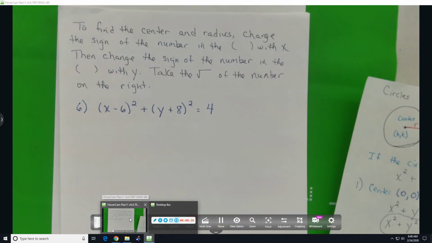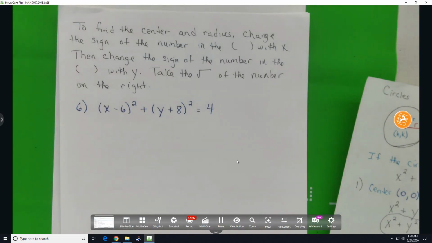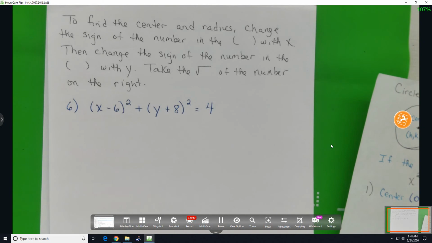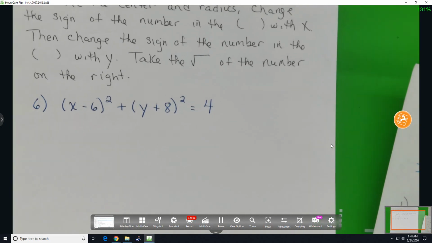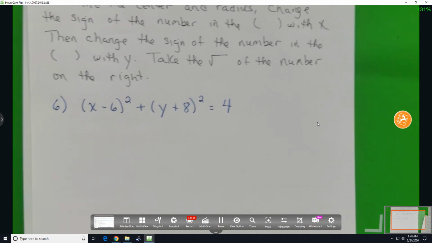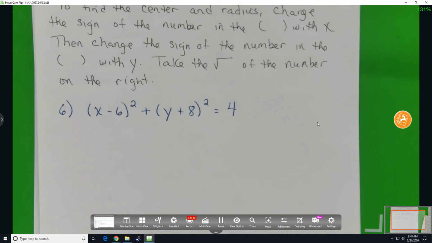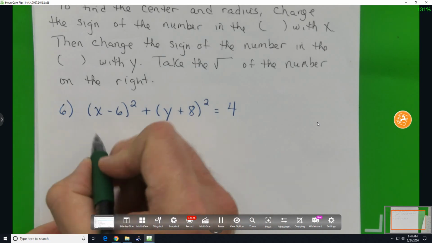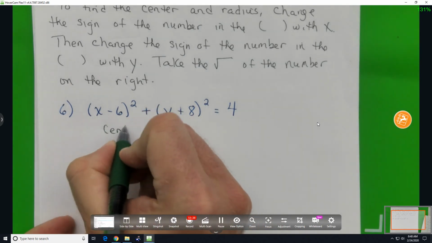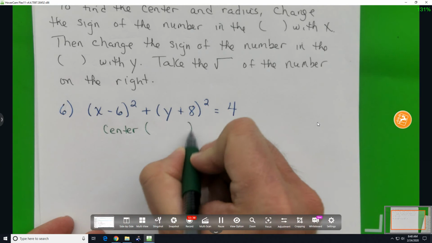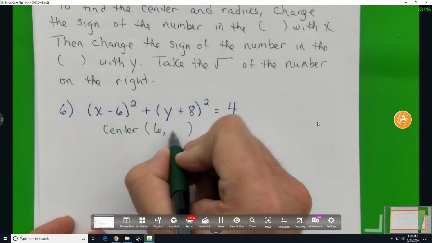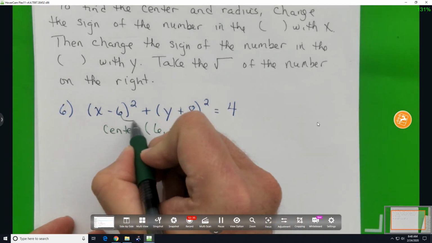It says graph it, so we've got to know that center and radius. I should have already done this. Let me zoom a little. Okay, if we're going to graph it, we have to know the center and radius. What is that center? 6, negative 8. Change the sign.